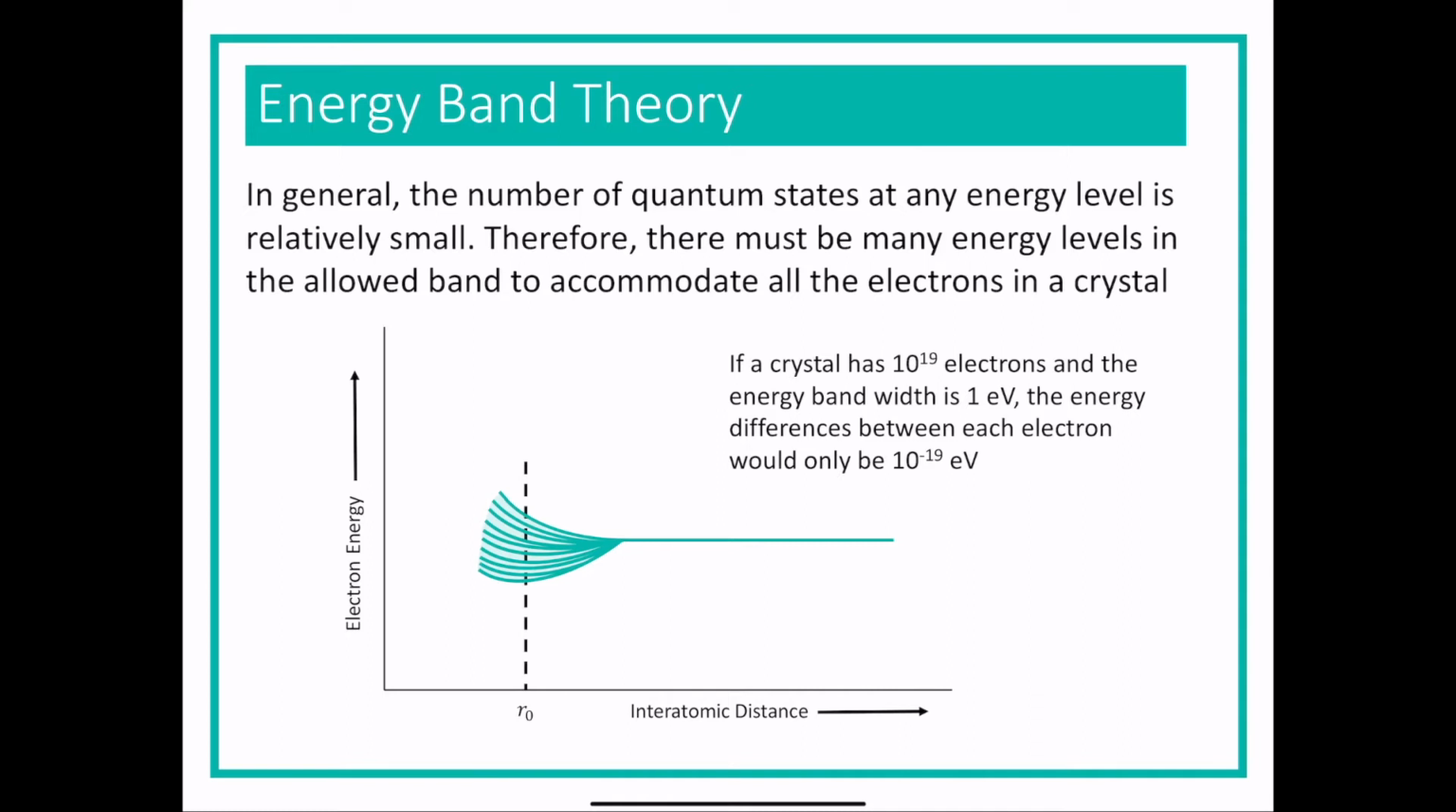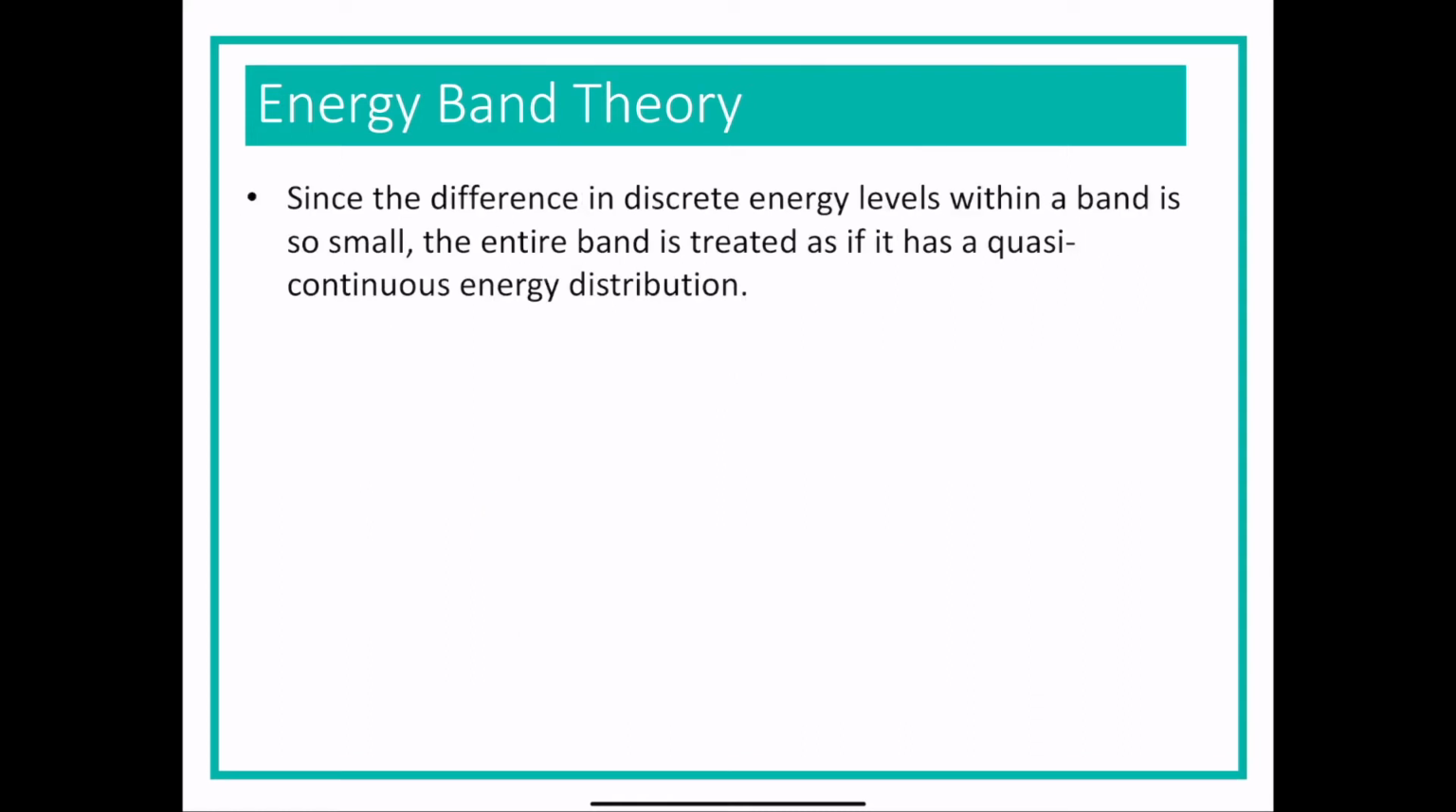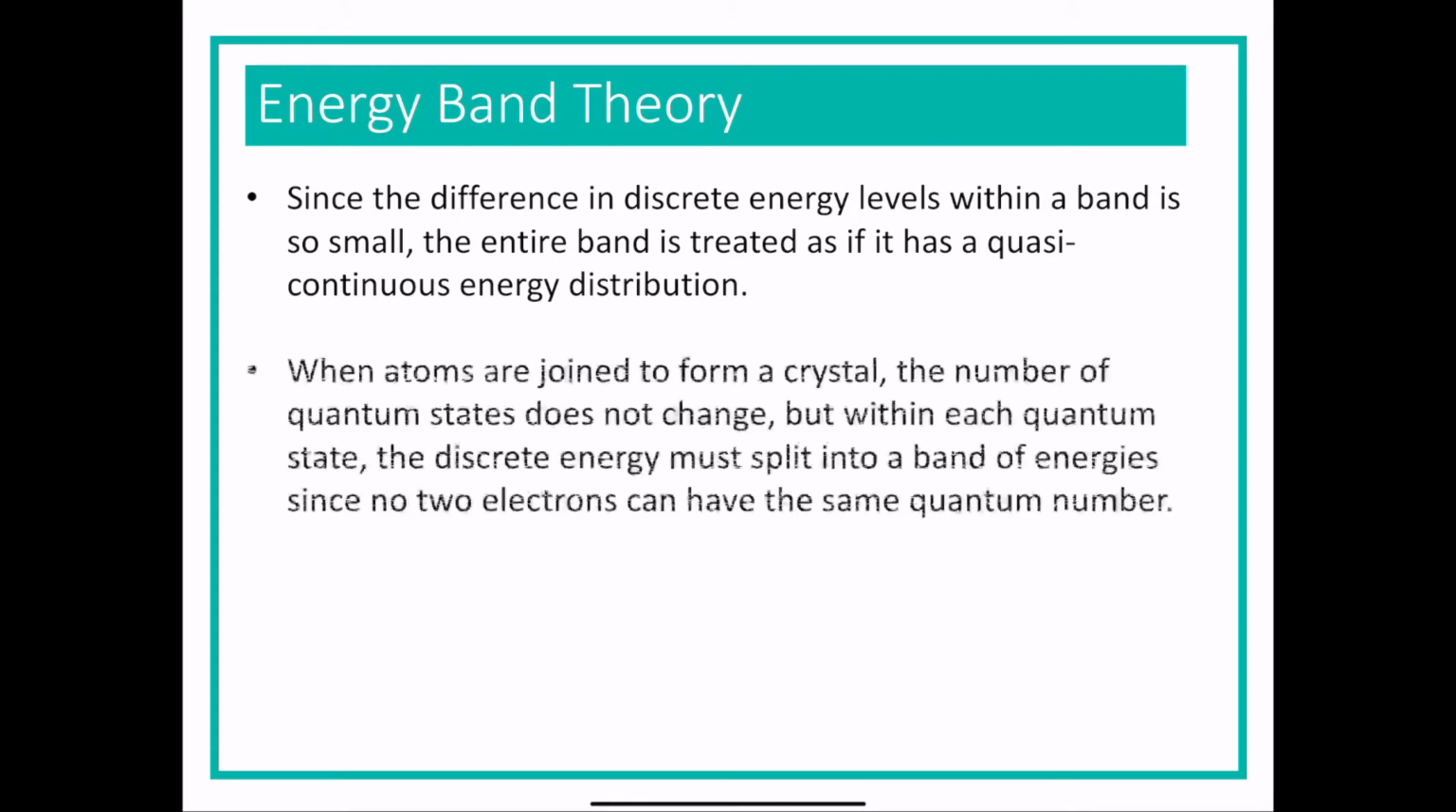What we call these are quasi-continuous energy bands. Basically, we assume that when they split up, they split into a whole bunch of continuous levels, and each one gets a slightly different level. And when we join atoms to form a crystal, the number of quantum states doesn't change, but within each quantum state, each discrete level splits into a bunch of different tiny levels.